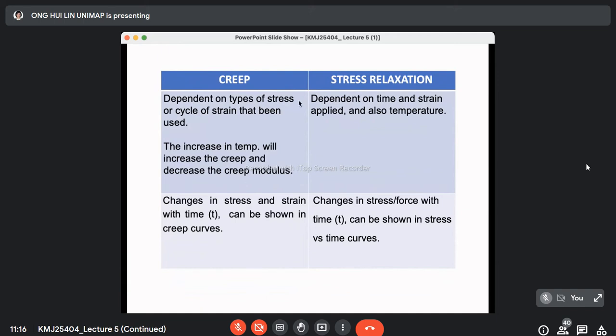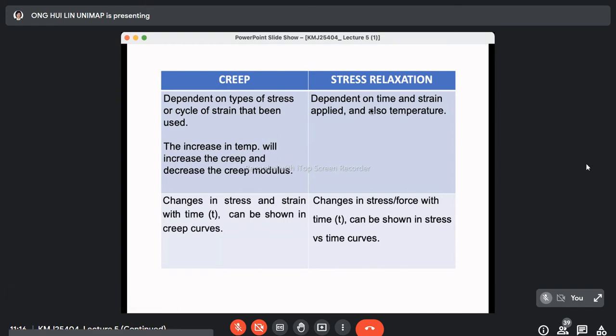It is dependent on the type of stress or cycle of strain that has been used. In a constant stress or load, it is very dependent on the type of stress, meaning the mode of test you perform. You can do compression mode, flexural mode, or cantilever mode. That's why it says it depends on the type of stress.